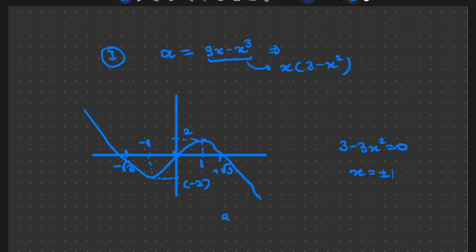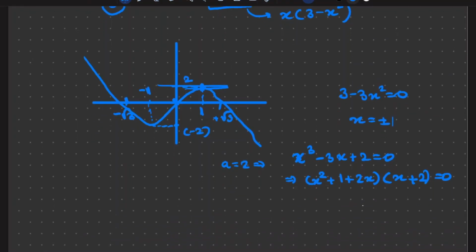First of all, let us try a is equal to 2. So what we are going to have here is x cube minus 3x plus 2 is equal to 0. Of course, x minus 1 whole square is a factor of this equation. As you can see, it touches the graph over here, so we'll be having something like (x square plus 1 plus 2x) times, if you factorize properly, x plus 2 is equal to 0. So from here I can tell that the other root is x is equal to minus 2, which is indeed an integer, so a is equal to 2 satisfies.